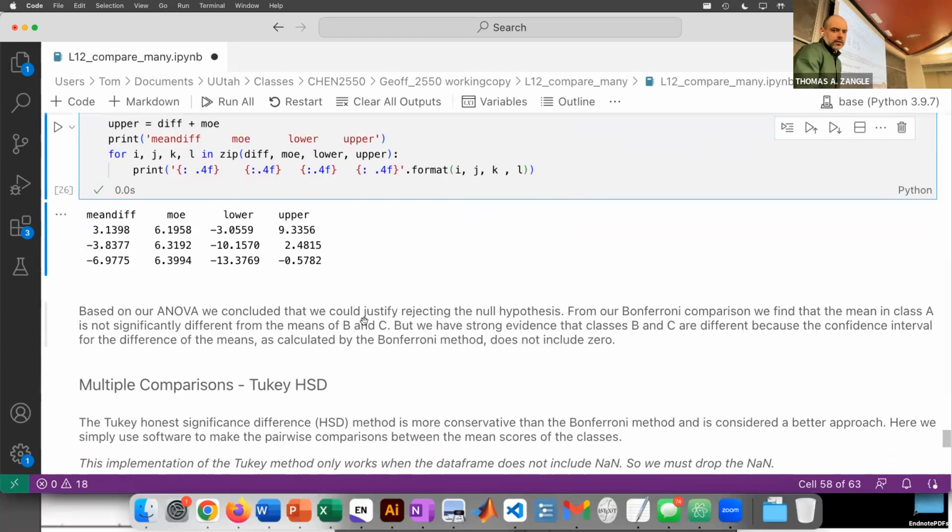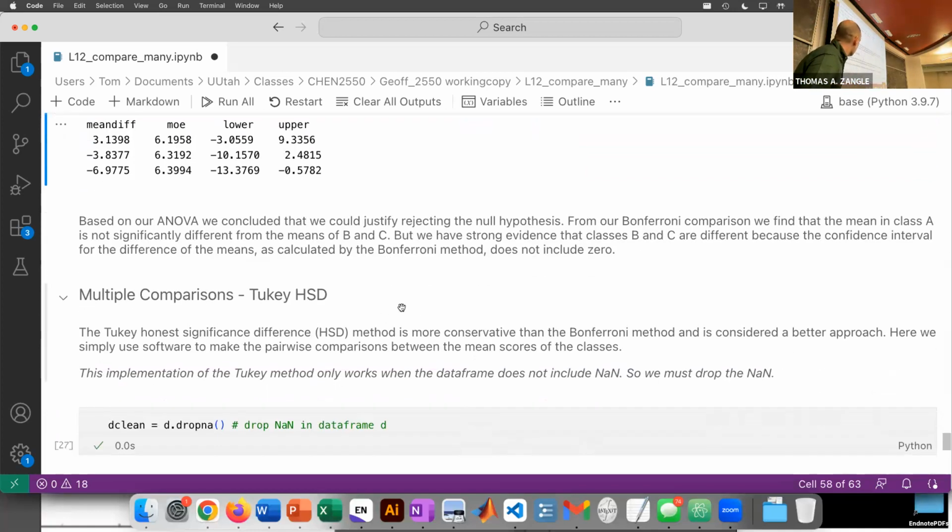So ANOVA justified rejecting the null hypothesis that all the groups were the same, and we use this Bonferroni method to say that the actual difference was between group B and group C. All right. The other way of doing this is with the Tukey honest significant difference method, which we're going to go over in just a couple of minutes.